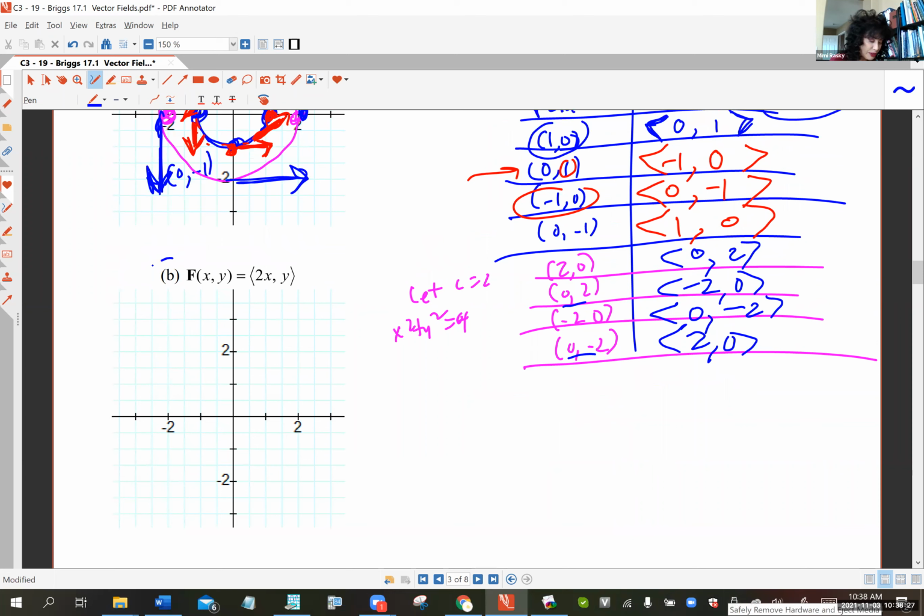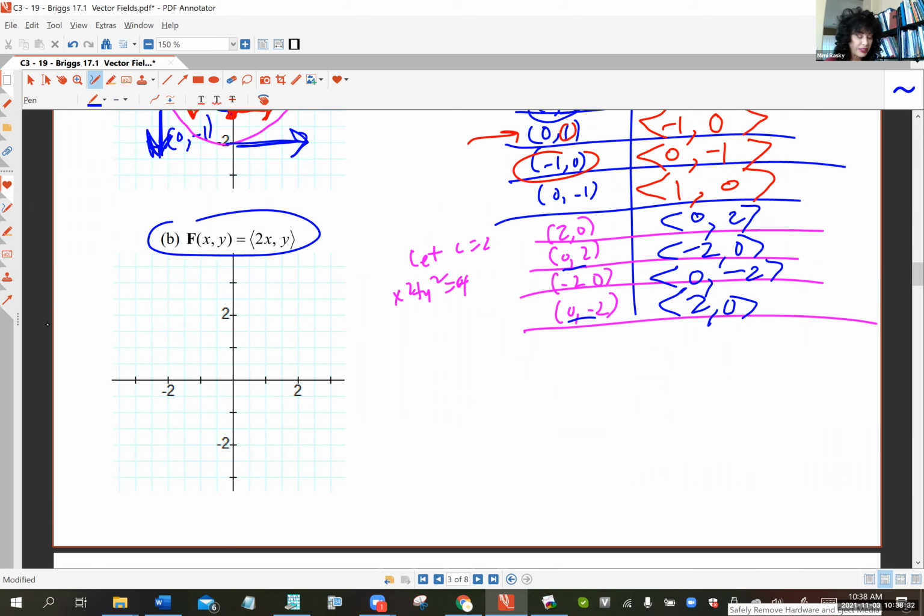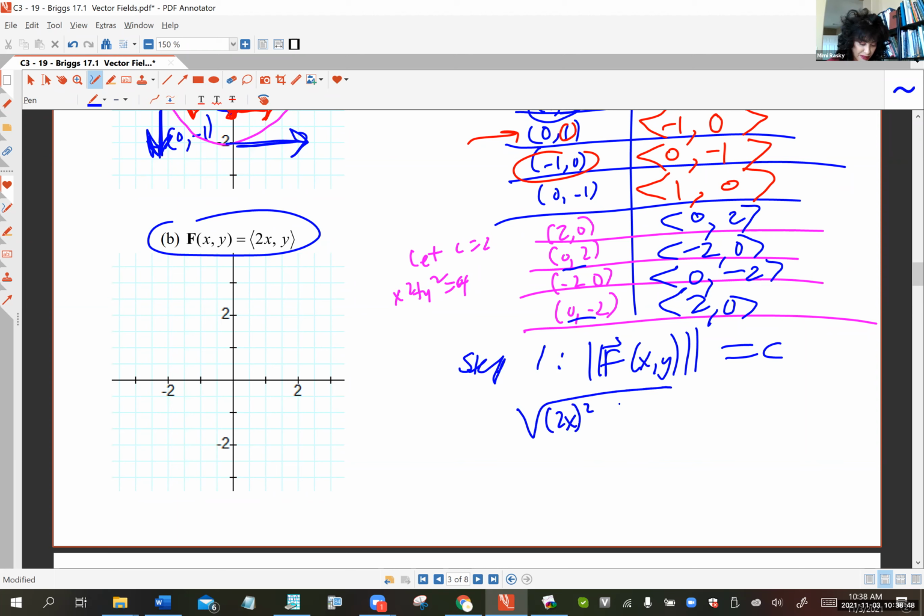Okay, how about this new vector field, 2x, y? Well, is it going to have circles as level curves? No, no, no, no, no. Do we start with the magnitude? Yeah, you got to set the magnitude equal to a constant. So, that's going to be different for this particular vector field.